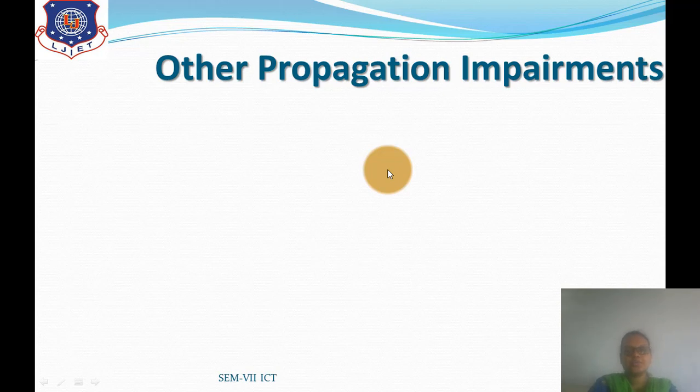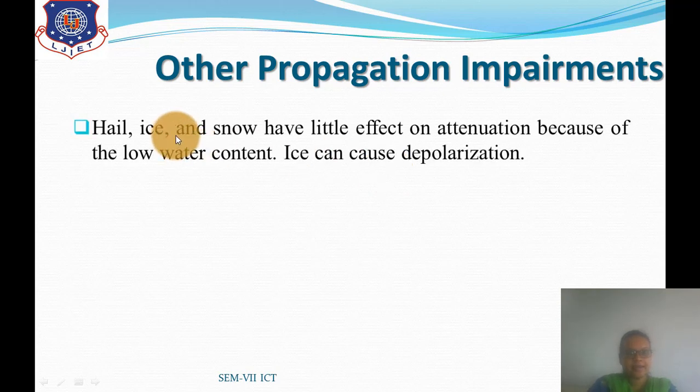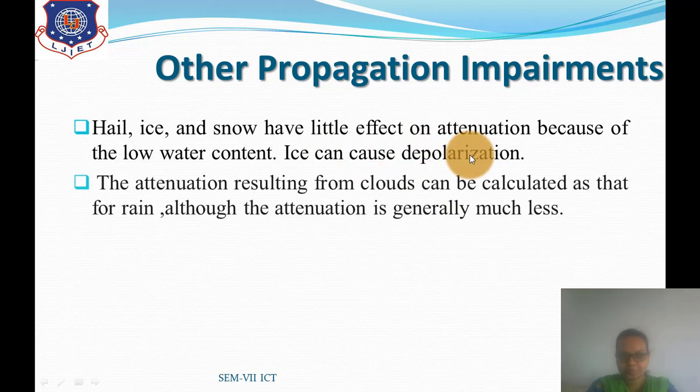Now going towards the next topic, that is other propagation impairments. So hail, ice and snow have little effect on attenuation because of low water content. Ice can cause depolarization, right? So due to hail, ice and snow there will also be attenuation in the signals, but it will have a little effect. And ice also can cause depolarization, which we will see in chapter 5.